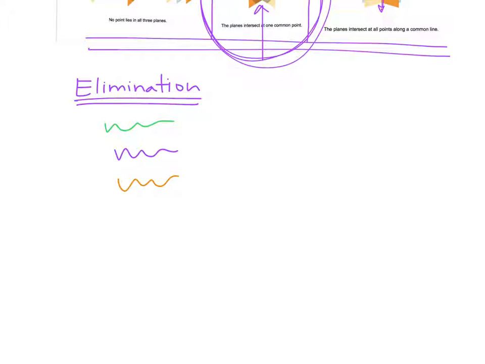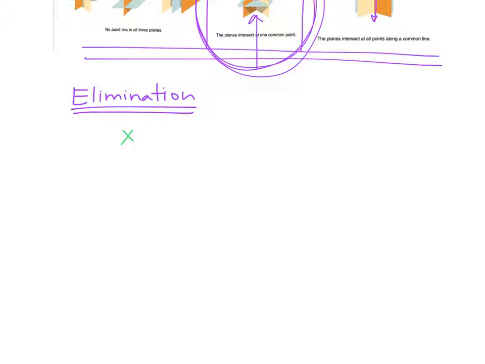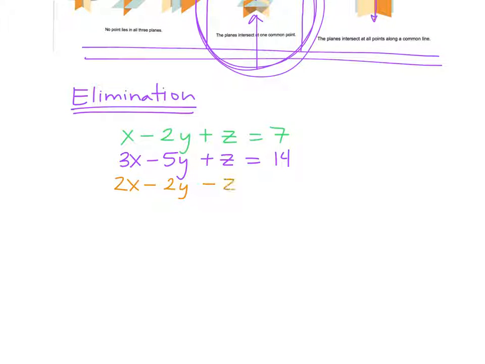All right, so elimination. I'm going to give you 3 equations. The first one is x minus 2y plus z equals 7. The second one is 3x minus 5y plus z equals 14. And the third one is 2x minus 2y minus z equals 3.